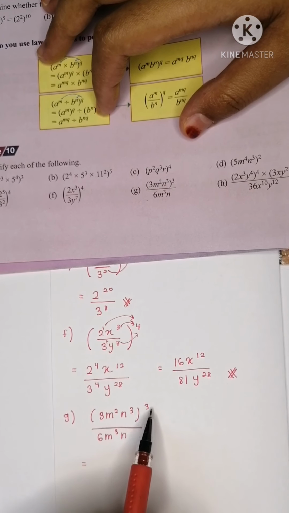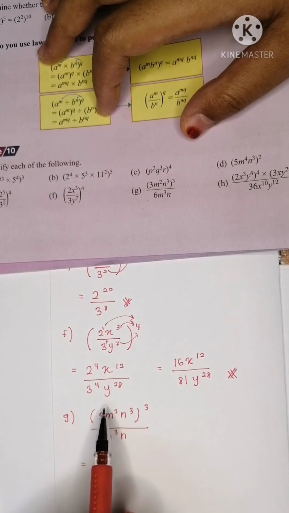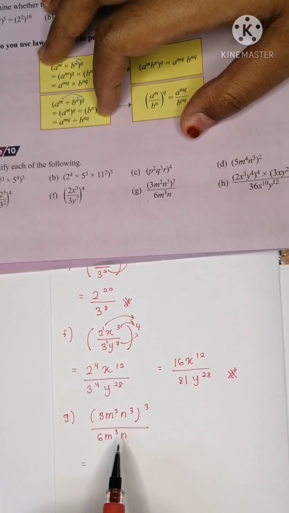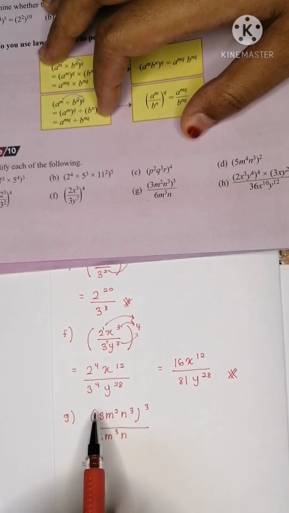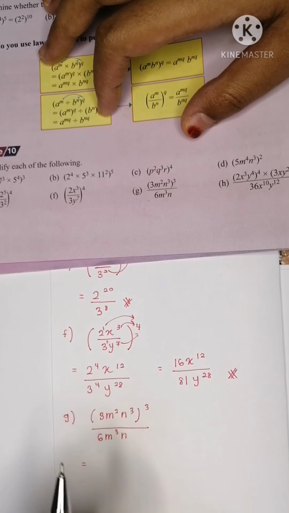This one, the power of 3 is just for the numerator. For the denominator, the power of 3 is not for the denominator. It is only for the numerator. Because of what? Look at the bracket here. That is the importance of the bracket, to know which positions own the power.